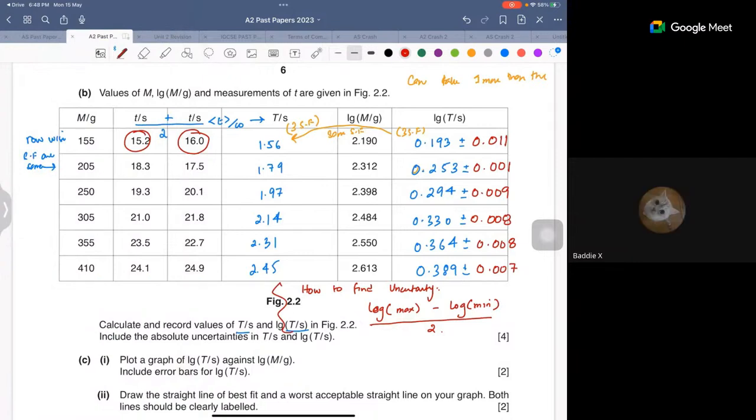Could you explain the method, like how did you get this answer, log max minus log min over 2? How did you know this was the equation to be used? This is the equation to find uncertainties in logs. There's no other equation.